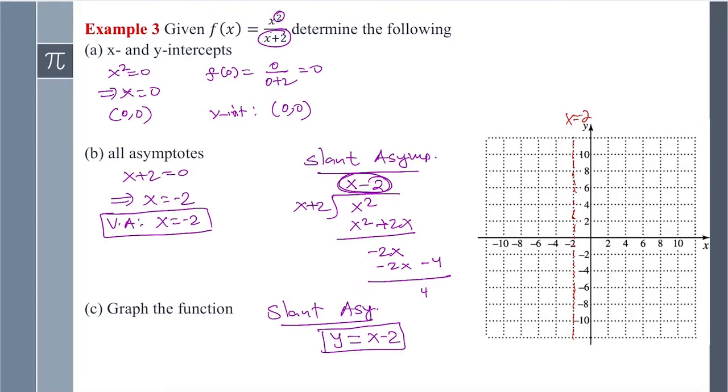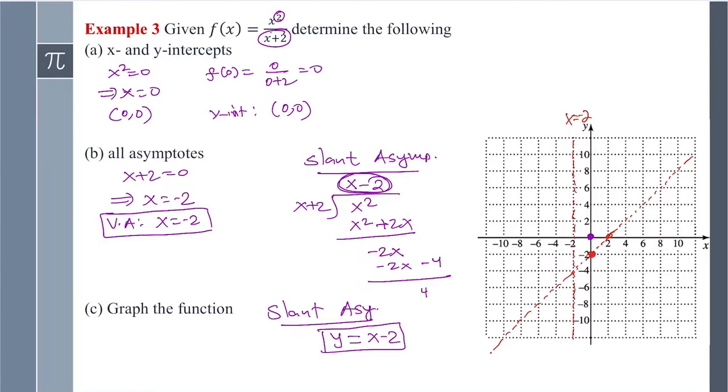And then we have the slant asymptote, which is y equals x minus 2. So the y-intercept of this line is negative 2, so it's right here. And then the x-intercept of this line is positive 2, which is right here. So this line, going through these 2 points, is the slant asymptote for this function. Okay. Now let's go ahead and put the x and y-intercept. The x and y-intercept are just (0, 0).